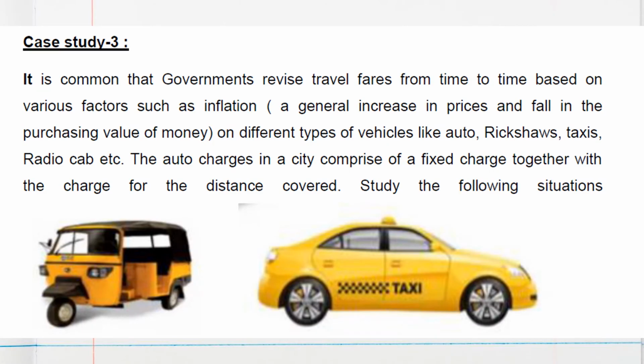Case study 3 from the chapter Linear Equations in Two Variables. The question is: it is common that the government revises travel fares from time to time based on various factors such as inflation, on different types of vehicles like autos, rickshaws, taxis, and radio cabs. The auto charges in a city comprise a fixed charge together with the charge for the distance covered. So study the following situations.